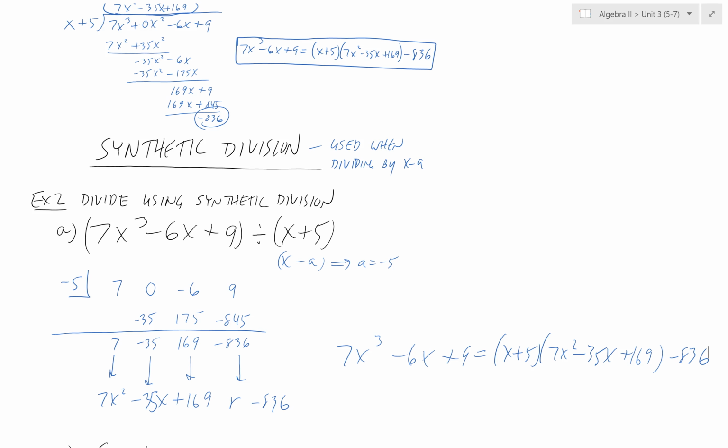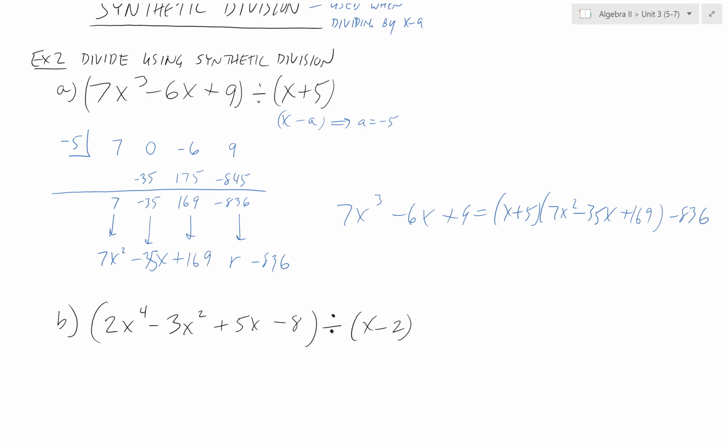All right, let's try another one. Does it have to be only an x plus something? Yes, you can't use synthetic division unless it's of the form x minus a. That's the only time that method works.